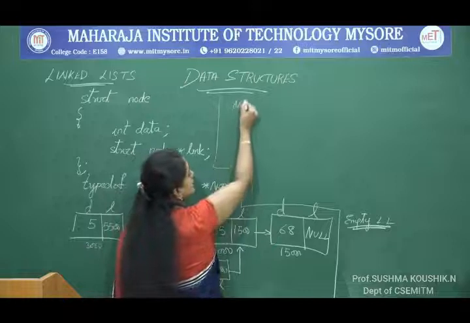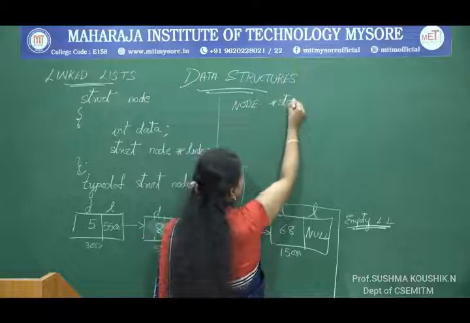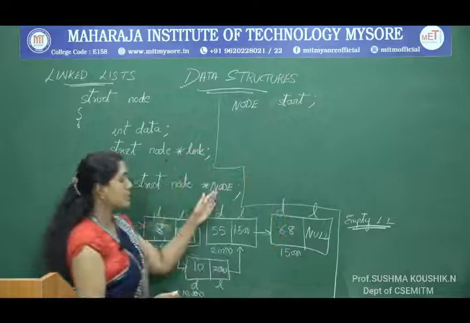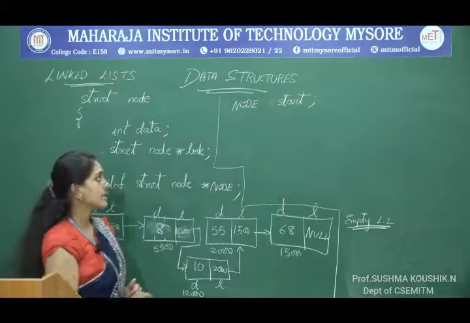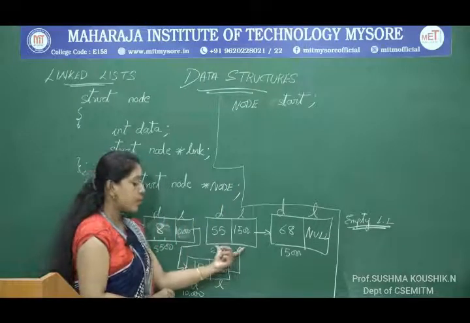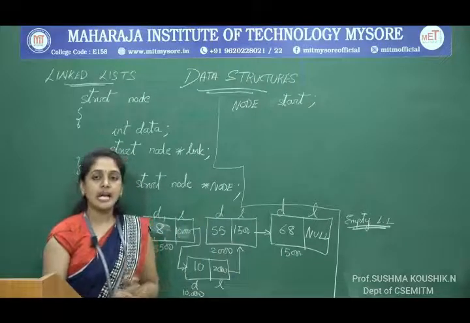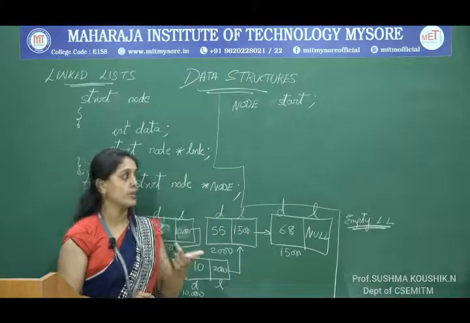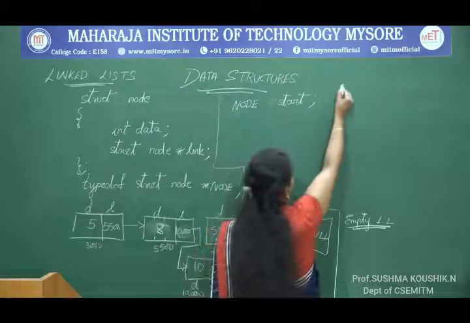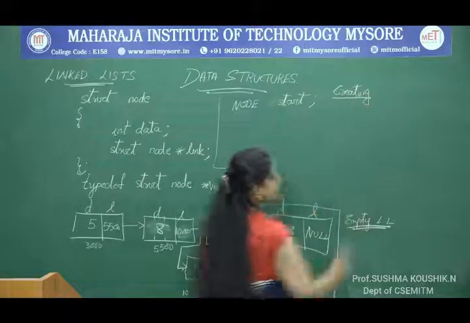So I will create something like this: node star start. For readability I have taken a pointer called start. Not even star is required because node itself is a pointer for us. Okay, so start is a pointer which is capable of holding an address of something called node like this. With the help of this start pointer, dynamically we shall create a node. The first operation of a linked list is creation. Okay, so we are working with creating a node.